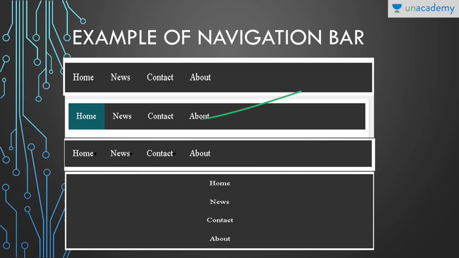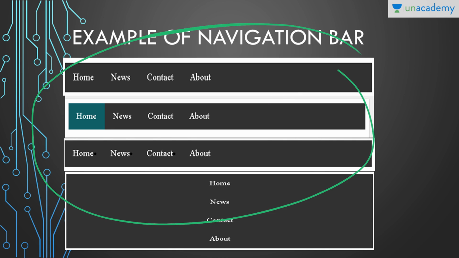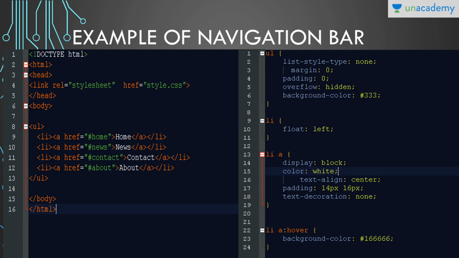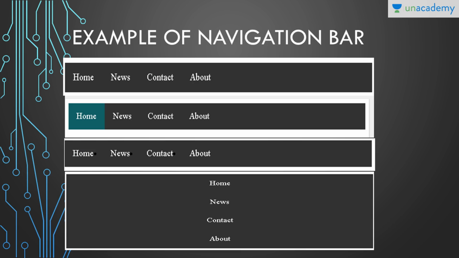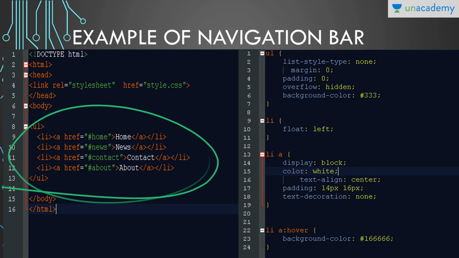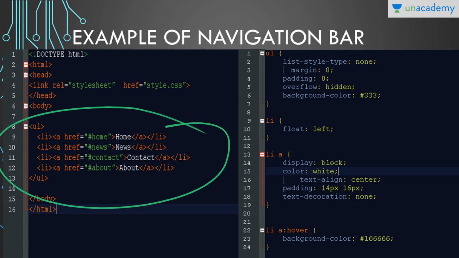So how do we make this type of navigation bar using CSS and HTML? Well, what is a navigation bar? It is simply made of a list, an unordered list. First of all, whatever we see in our HTML document is all contained in our body. So here you can see this is only simple code.